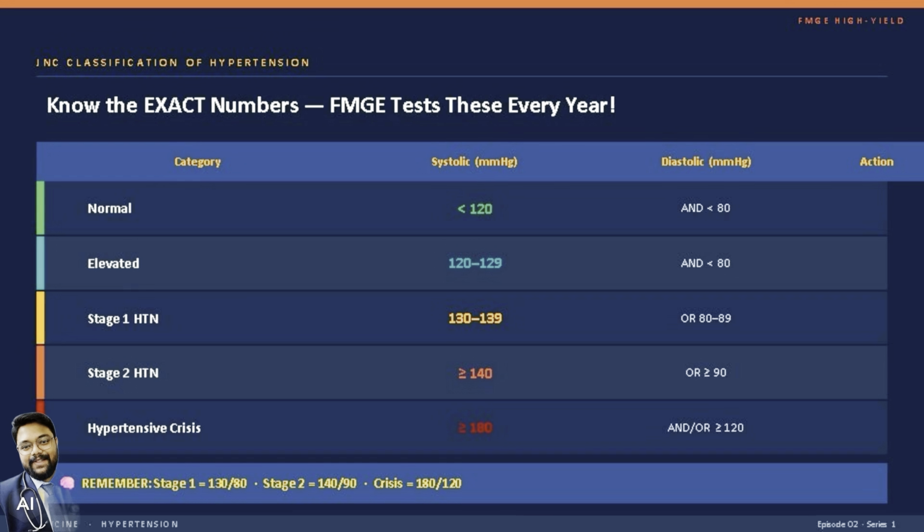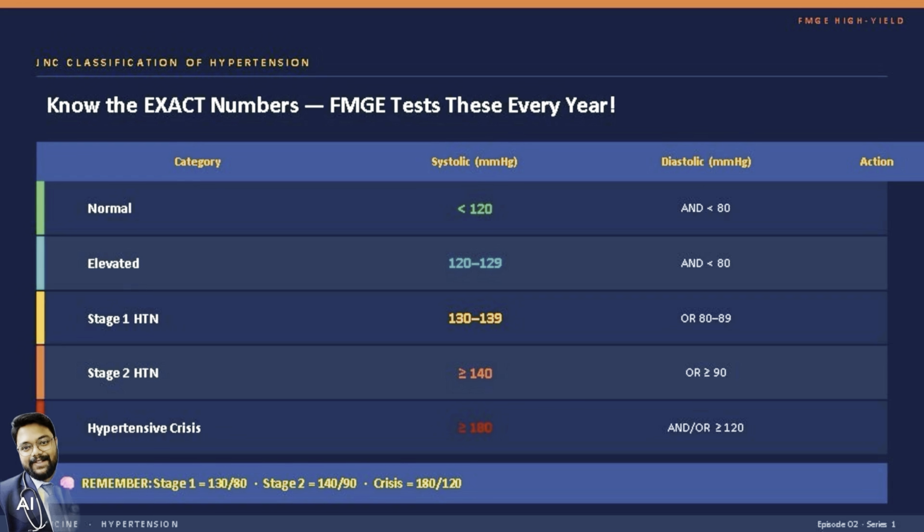First, classification. FMGE uses JNC 8 now, but some questions still use the older JNC 7 categories, so you must know both. Here is what you need to memorize. Normal, systolic below 120, diastolic below 80. Elevated or pre-hypertension, systolic 120 to 129, diastolic below 80.